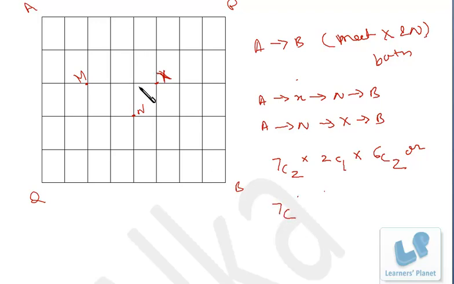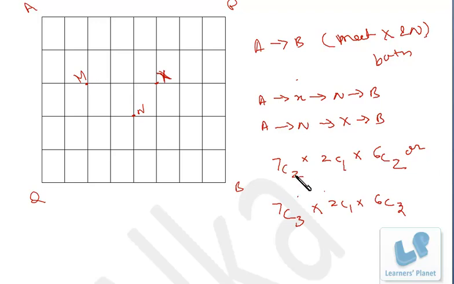Or A to N, that's 1, 2, 3, 4, 5, 6, 7, 7C3, and this is 3 vertical. Or N to X, that's further 2C1, and X to B. So that's 1, 2, 3, 4, 5, 6. 3 horizontal, 3 vertical. Okay. So you can take AXNB or ANXB. That means both of them will be added because both of them are mutually exclusive events. Okay, either this or this, right?